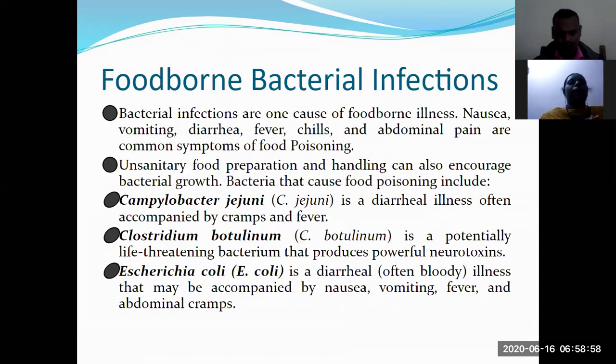Then E. coli, Escherichia coli, causes a diarrheal illness that may be accompanied by nausea, vomiting, fever, and abdominal cramps. Most of us surely may experience this E. coli infection because it is present in our intestine. Sometimes because of food poisoning, this E. coli becomes harmful. Okay, next.